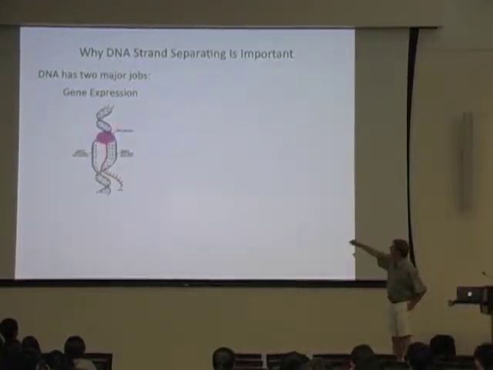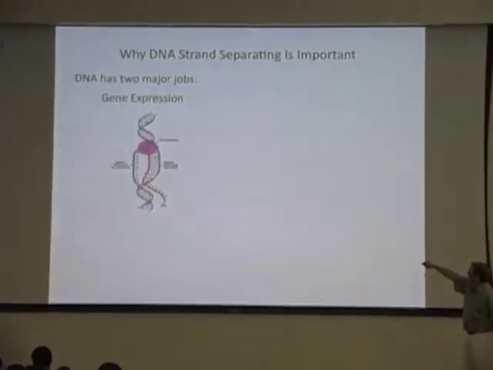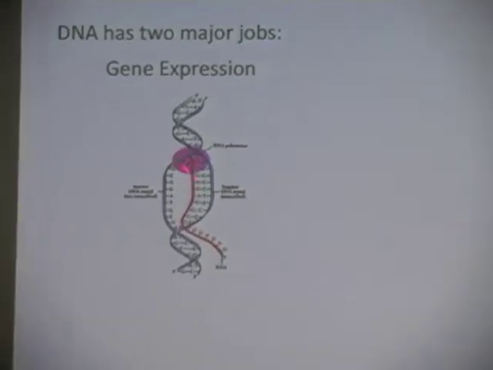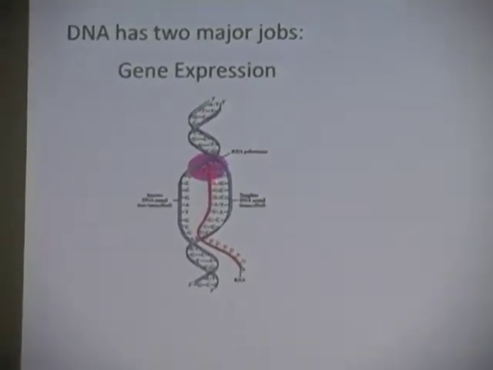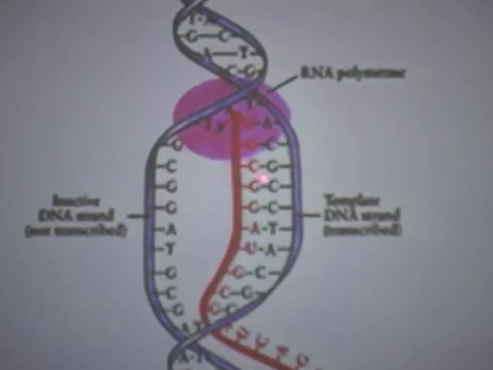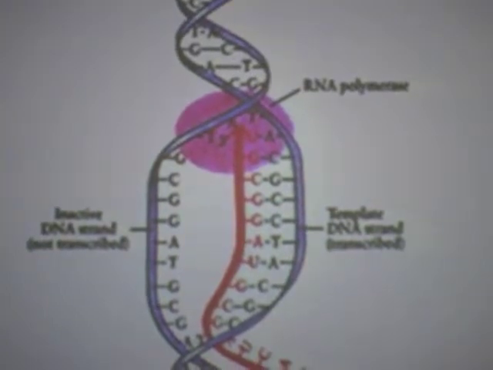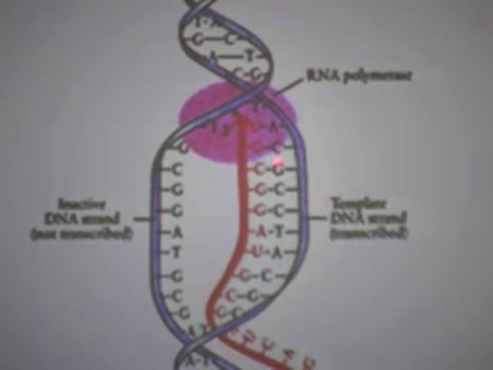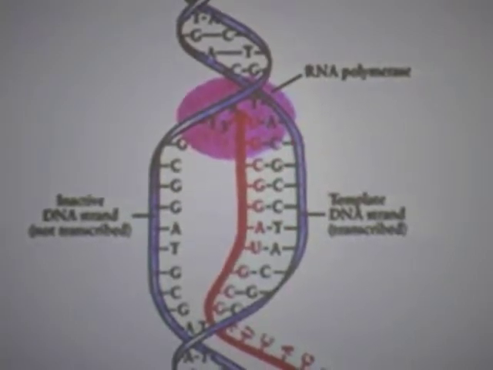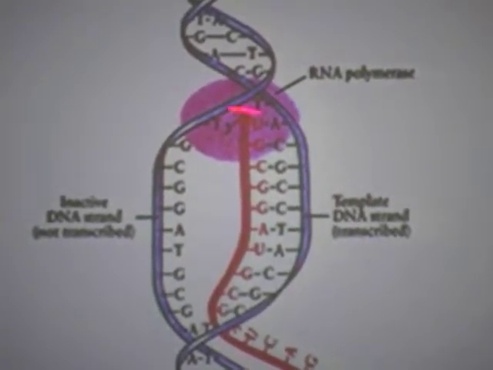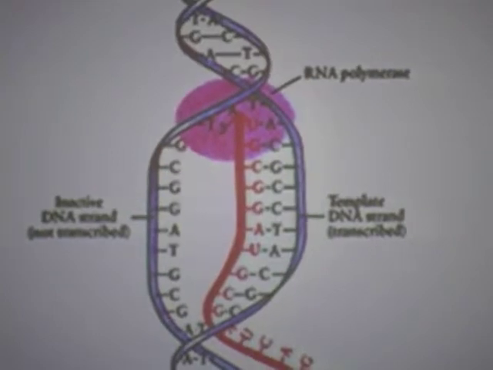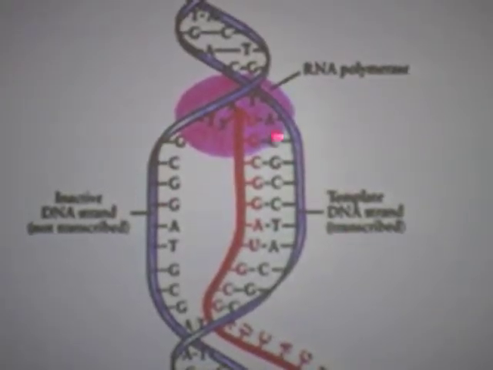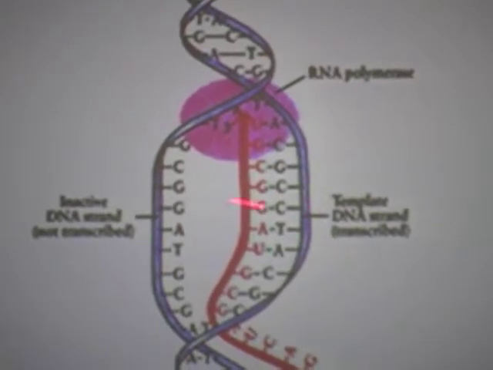Now, this is a critical function for DNA. DNA has two basic jobs. It needs to express genes. And to do that, what happens is that you have this complex, it's called a polymerase, which runs around, and it makes a messenger RNA, which is the red thing here, with the sequence that's complementary to one strand of the DNA. And the other strand has to get out of the way to allow this process to happen. So in order to initiate this process, you have to make a bubble where the DNA is strand separated.